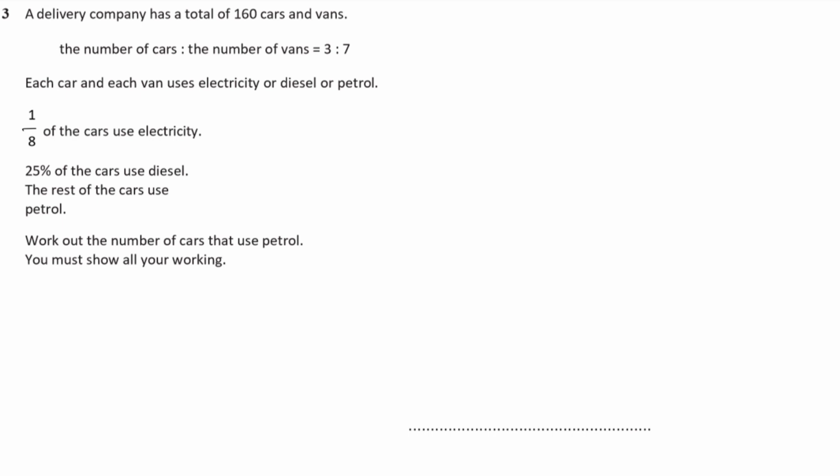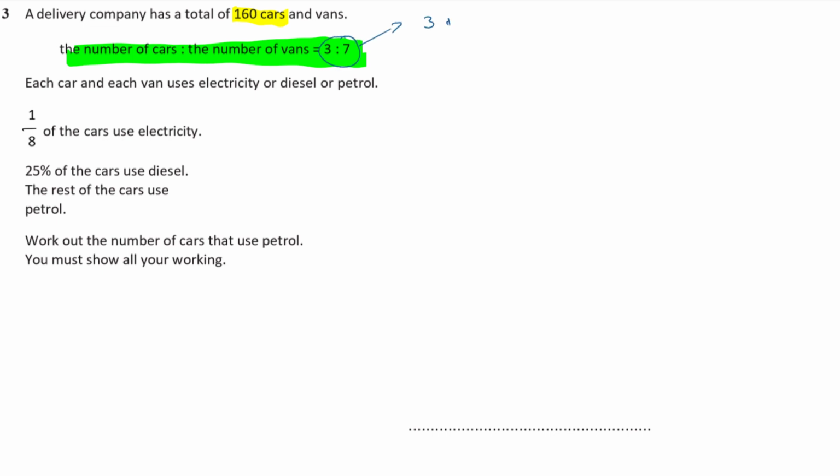Right, so we've got quite a lot of things going on here, and it's about just going through carefully, step by step, and breaking this problem down. First off, let's start with this ratio. I've got 160 cars in total, and I know that the number of cars to the number of vans is 3 to 7. So basically what I need to do is divide 160 in the ratio of 3 to 7.